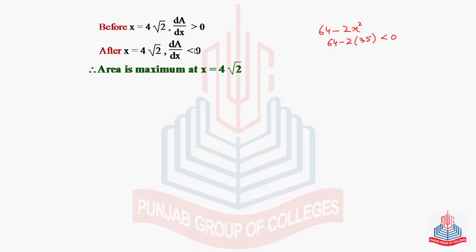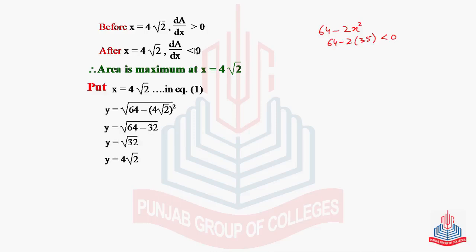So put x equal to 4 square root 2 in equation 1, and we will get the value of y by simplifying, which is again 4 square root 2. So we can say the length of the rectangle is 4 square root 2 and the width of the rectangle is also 4 square root 2.